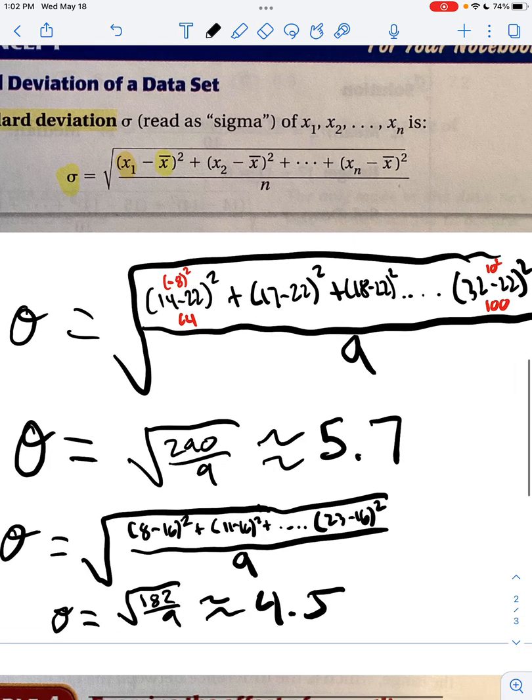So again, following this equation, I can determine the standard deviation, which determines on average, or if you randomly picked one, how far away from the mean it is.